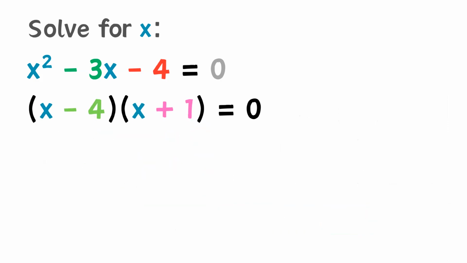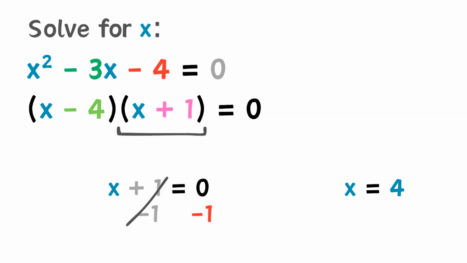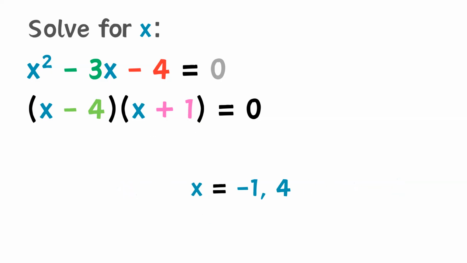Now when will this equal 0? When either x minus 4 or x plus 1 equals 0. X minus 4 is 0 when x is 4. And x plus 1 is 0 when x is -1. So these are our roots.